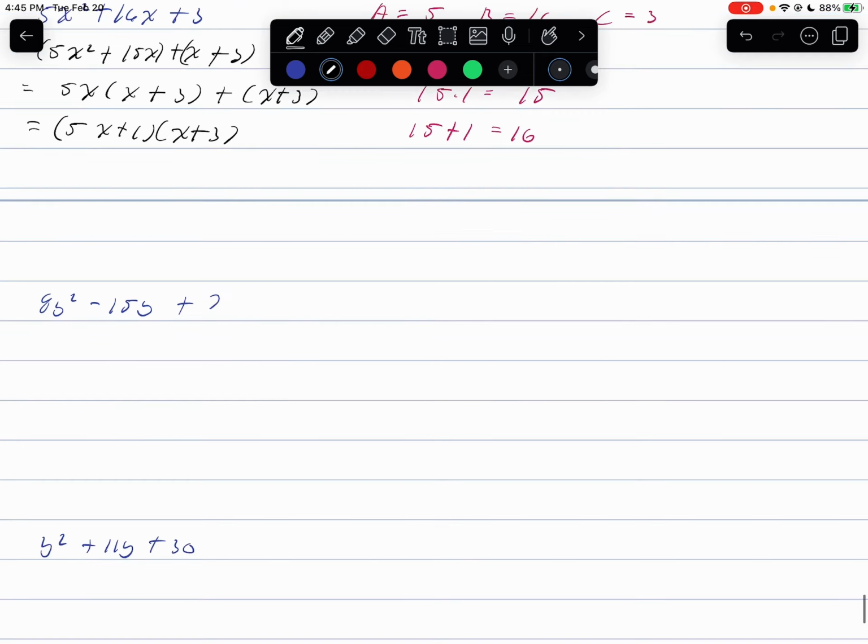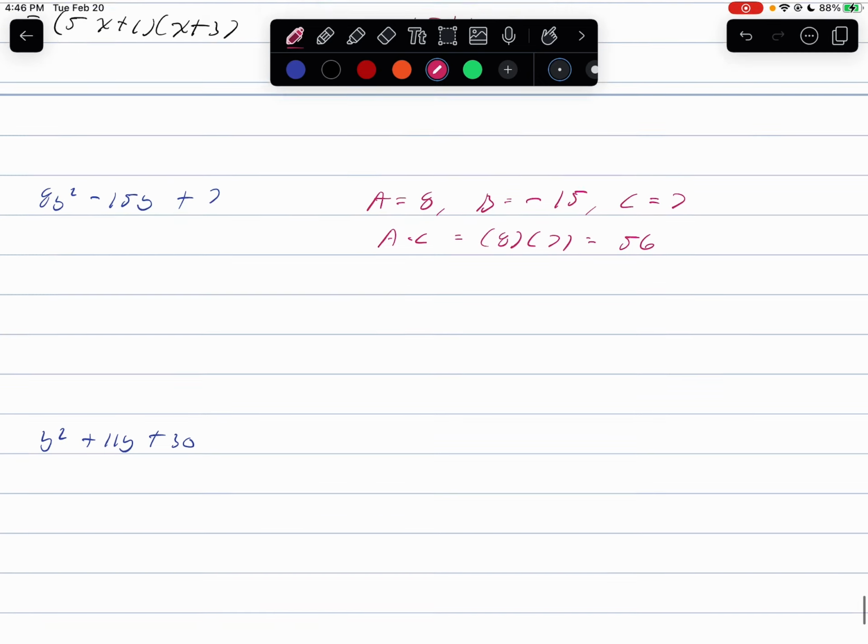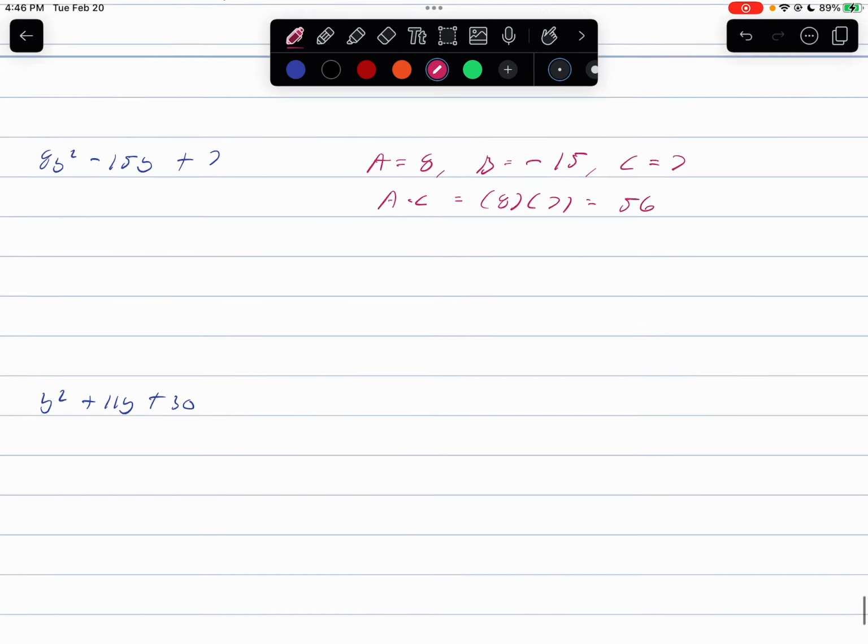Okay, let's look at this one here. Here we have 8y squared minus 15y plus 7. So here, A is going to be equal to 8, B is going to be equal to minus 15, and C is going to be equal to 7. So we have A times C, which is 8 times 7, which is equal to 56. Okay, so our B value here is negative 15. So this one is not immediately obvious.